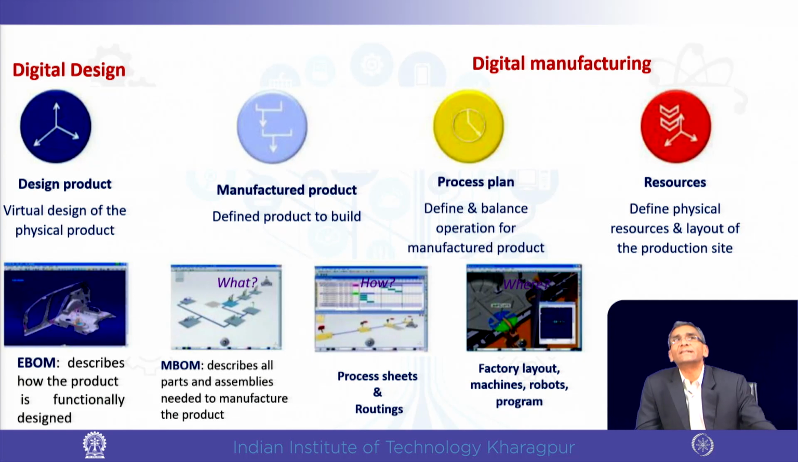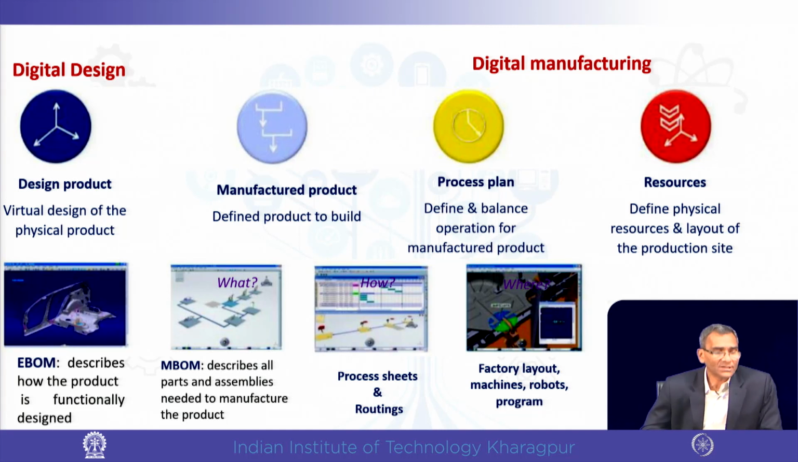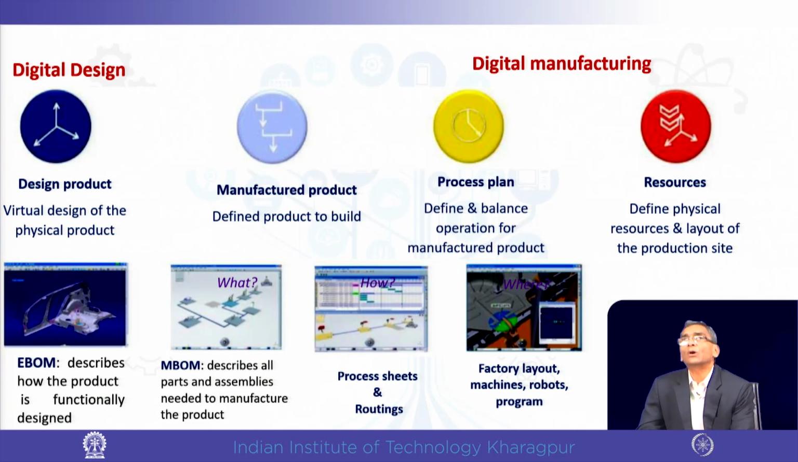So there are two aspects, I said, digital design and digital manufacturing. Design product, that is virtual design of the physical product, the manufactured product, defined product to build. Process planning, how the steps will be broken into different process steps, whether it will be first turned and then milled, then polished, then heat treated and then finished, etc. Whatever the stages are. Maybe it will start with the casting process or forging process. Whatever the processes are, that will be the process plan. And then the resources, the defined physical resources, the layout of the process, what kind of machine, what is the layout of the machine, etc.